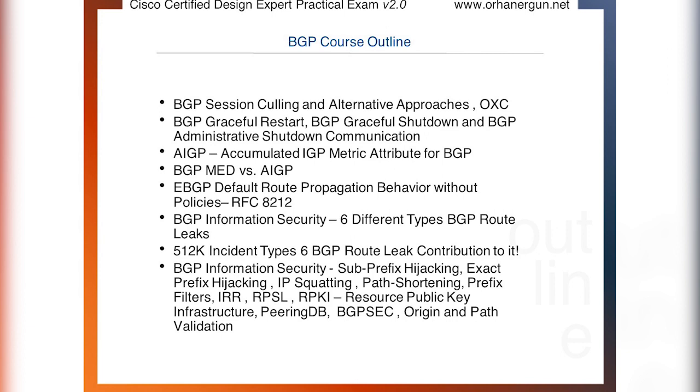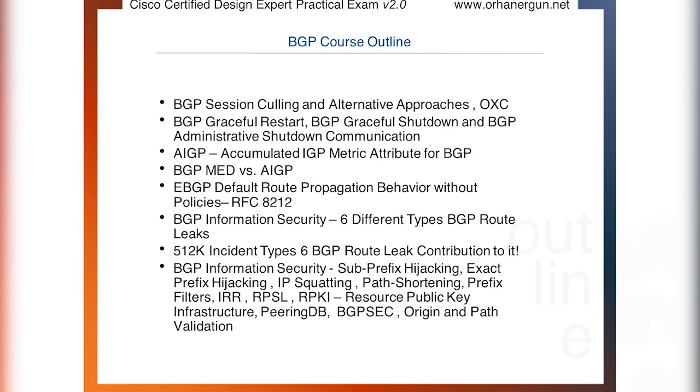So with graceful shutdown, and what is graceful restart, what is administrative shutdown? I think this is currently the topic we are discussing, which we discussed in the last weekend BGP zero course. So probably Wednesday we will finish that topic as well with you. So we finished the third class with them.